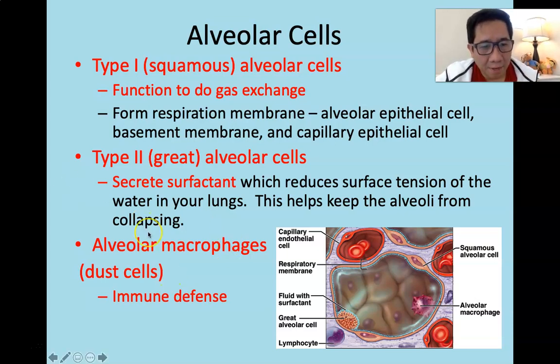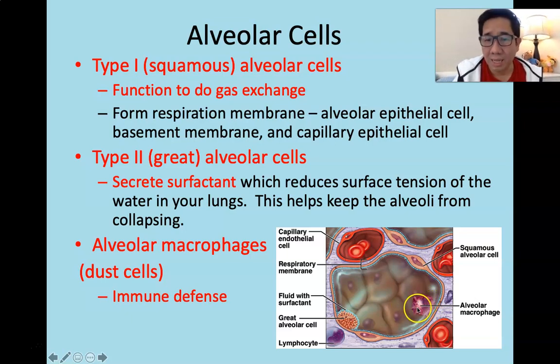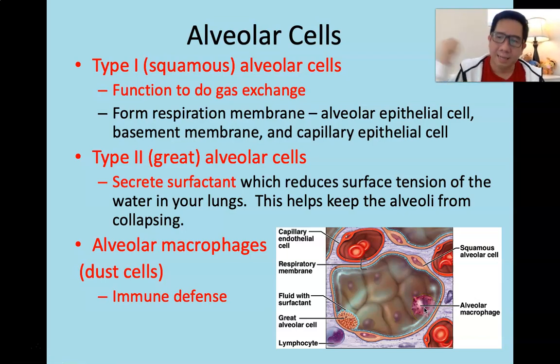Last one is alveolar macrophage. Macrophage is the dust cell, which is this little guy here. Dust cell, this is for your immune system. Think of it as a patrol guy. This is a police patrol, making sure that if they see any bad guys, they kill them right away. Just arrest them, kill them, send them to jail. So that's the alveolar macrophage.